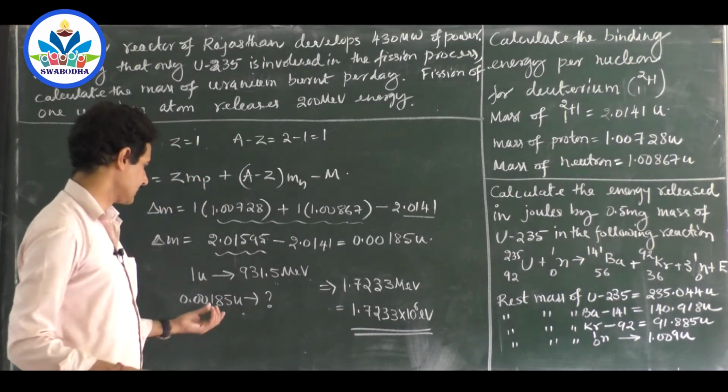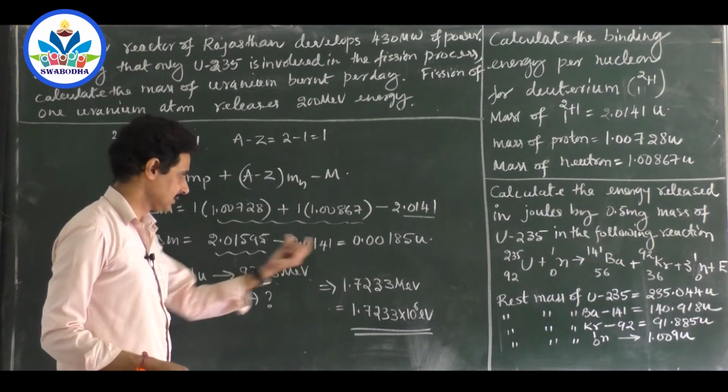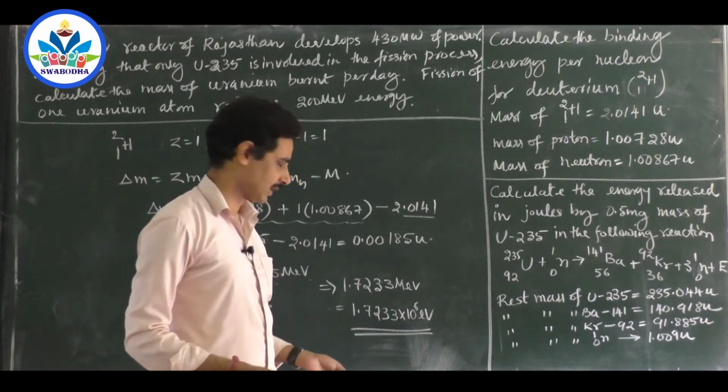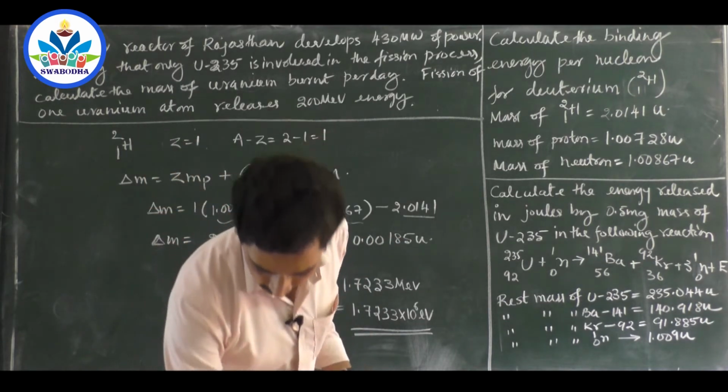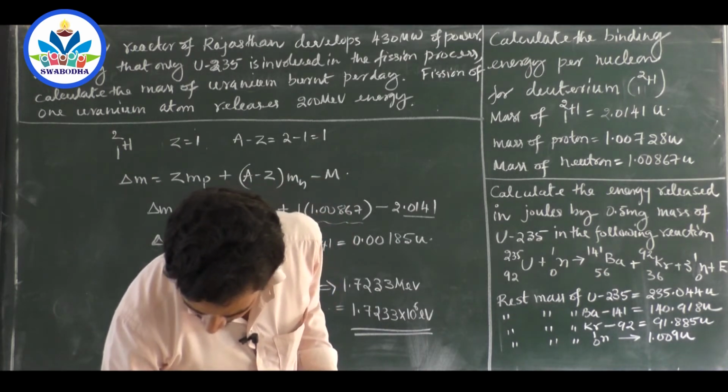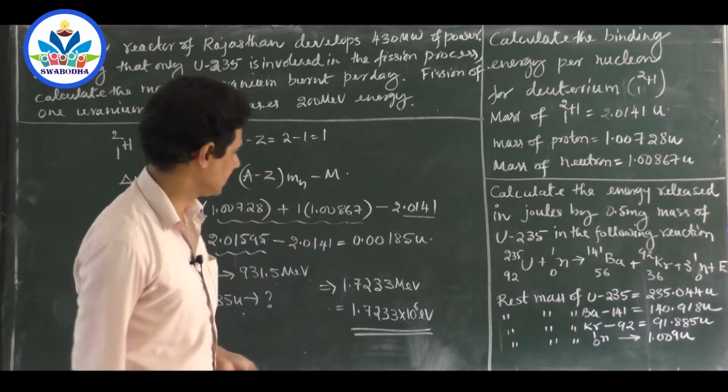Don't put this mass as E is equal to mc square, because this mass is not in kg, it is in U, atomic mass unit. So that is the answer, 1.7233. Let me check the answer once whether it is correct or wrong, because I have the worked out. Yes, this is correct. Binding energy of deuterium.